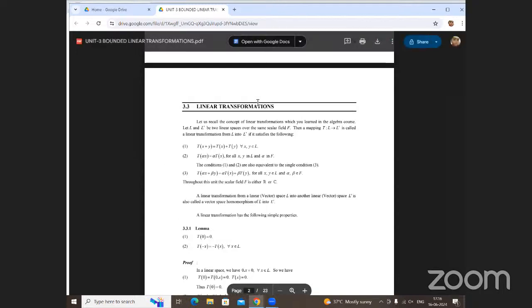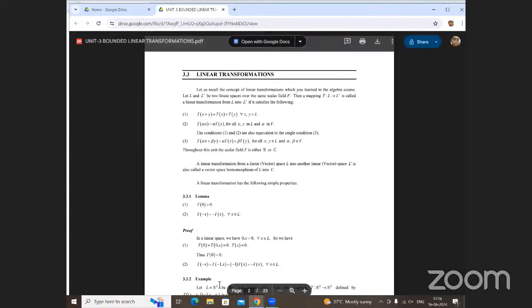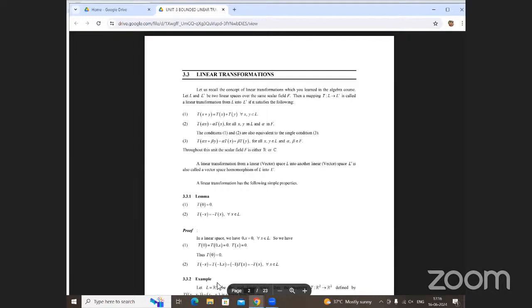Students, listen carefully here. This is one of the important definitions of linear transformation, the two-step test. And the direct condition is T of alpha x plus beta y equals alpha into T of x plus beta into T of y, for all x and y, two elements given in the linear space, and alpha and beta, two scalar elements, that is, field elements. All the field elements are real numbers or complex numbers.